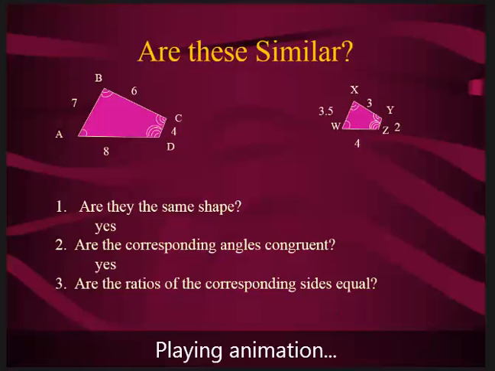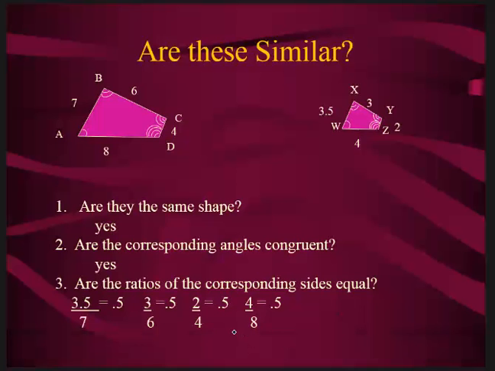And all of those ratios should come out to the same number. 3.5 over 7 reduces to 0.5. It's a half. 3 over 6 is a half. 2 over 4 is a half. 4 over 8 is a half. Are all of these the same number? Yes, they are. So are these two similar figures? Yes, they are. You have to have both of these conditions in order to say they are similar.